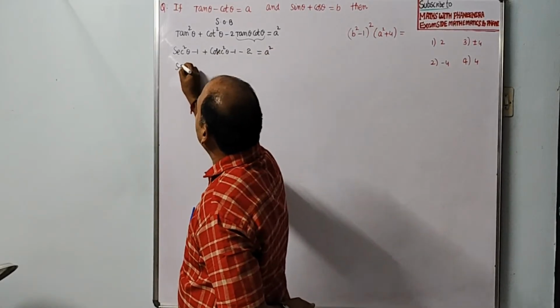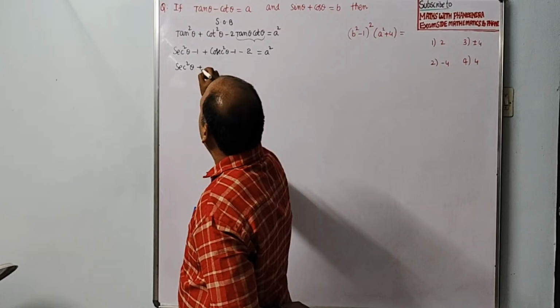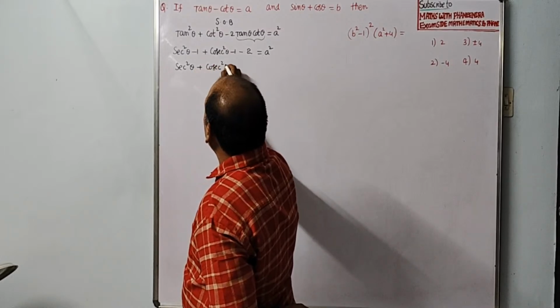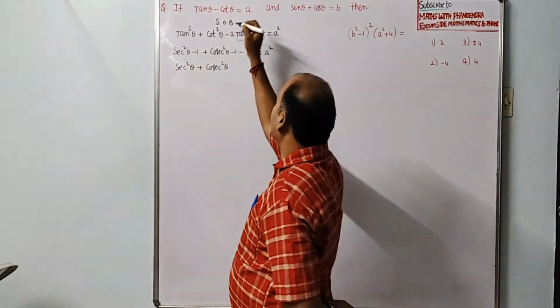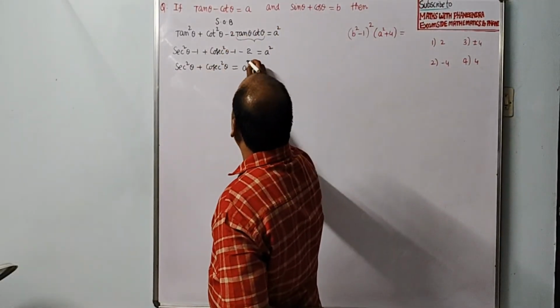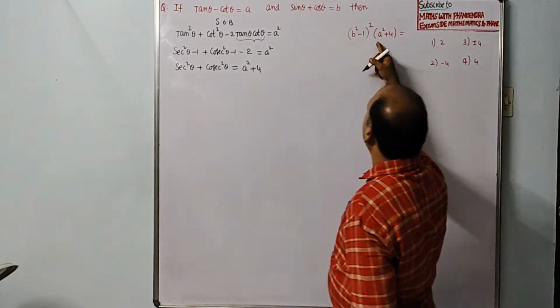So secant square theta plus cosecant square theta minus 1 minus 1 minus 2, which is minus 4, bring this side: A square plus 4. So here we got it now, A square plus 4.